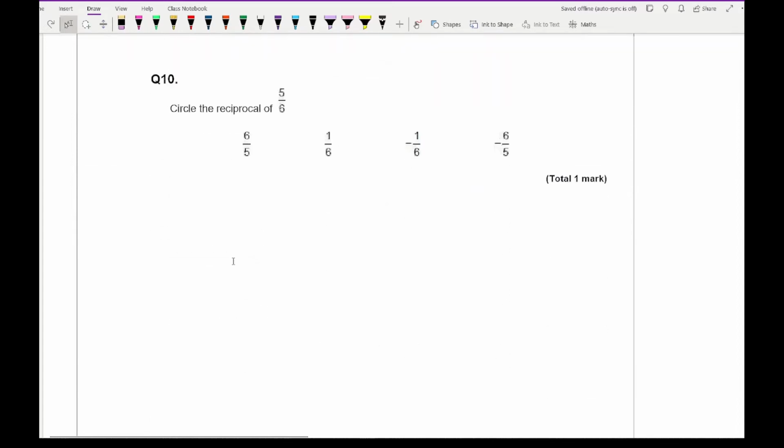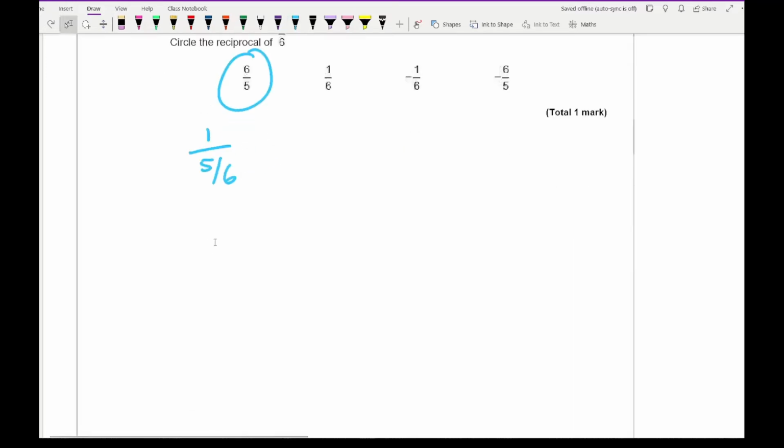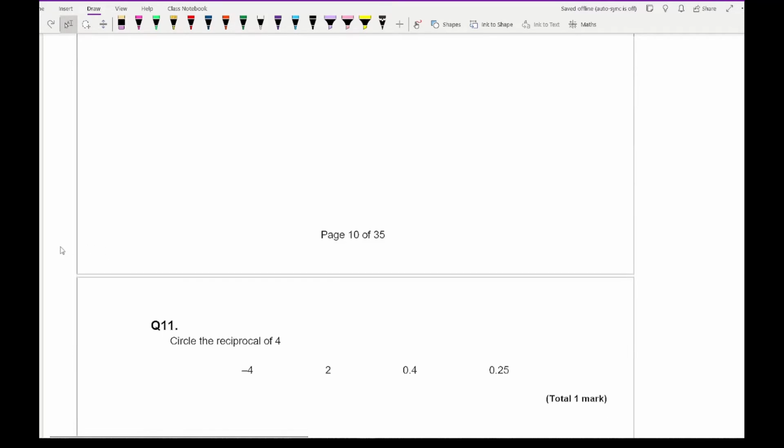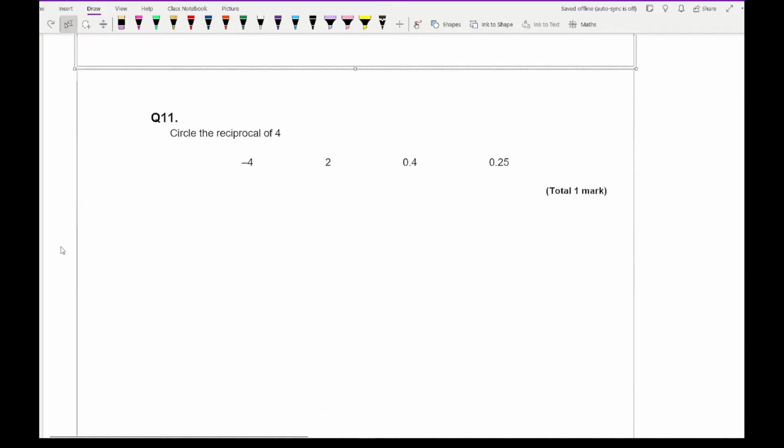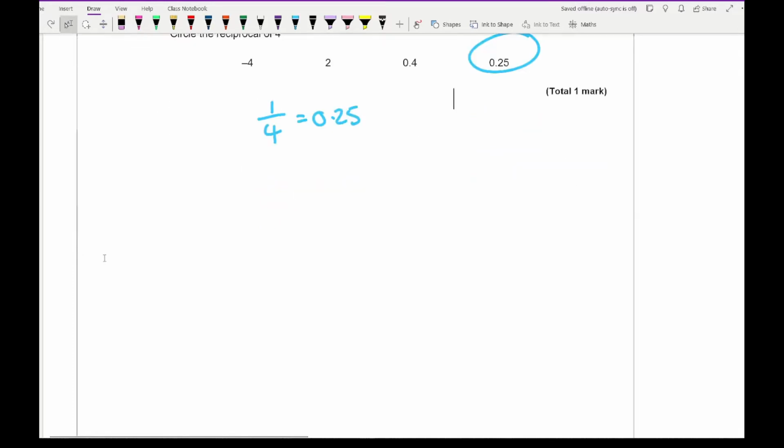So moving on to question 10, it says circle the reciprocal of 5 6ths. Whenever you're doing the reciprocal of a fraction, you just basically want to flip it. So here the correct answer is going to be 6 over 5. And again, if you're ever unsure, you can always just use your calculator. Question 11, the reciprocal of 4. So that's going to be 1 over 4, which as a decimal is 0.25. So it's going to be our last option.